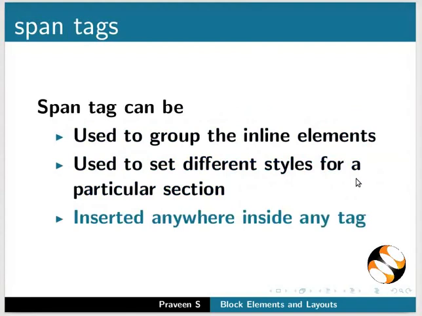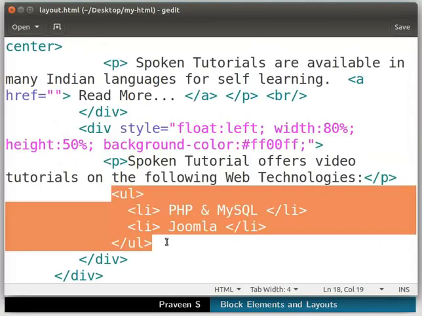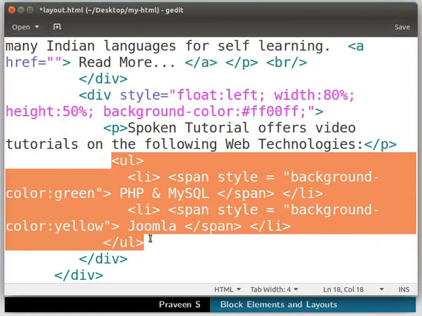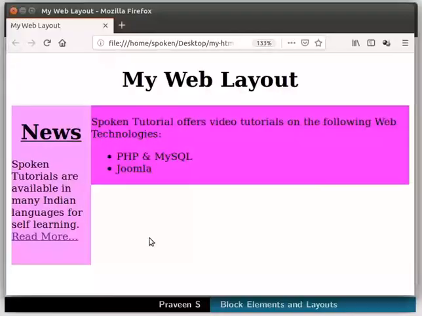Now let us learn about the span tag. Span tag can be used to group the inline elements, used to set different styles for a particular section, and inserted anywhere inside any tag. Switch to the text editor. Here, let me set different colors for each list item using the span tag. Update the code as shown here. For each list item, I have set a different background color using the span tag.